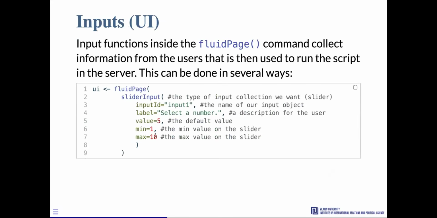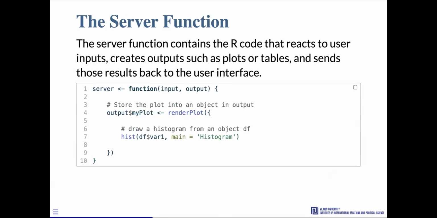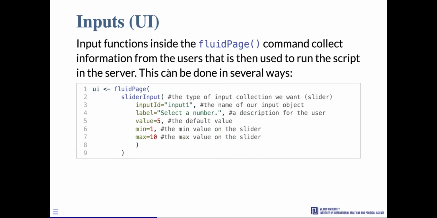Okay, so we have the basics of the UI and we have the basics of the server. The UI has this output family of functions. The server has the render family of functions, and they must mirror each other. So let's go a little bit deeper into what options we can have for the input section.